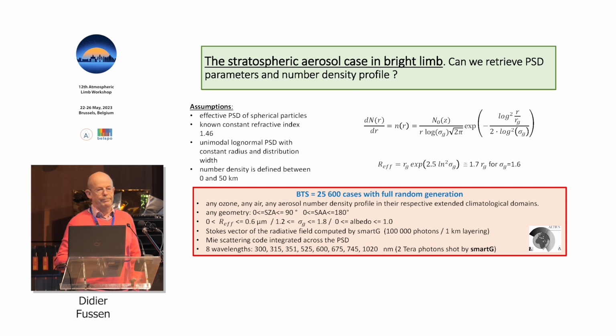I have some assumptions. I will use an effective lognormal unimodal distribution with a mode radius, a sigma, the distribution width, and a number density profile. I assume that the refractive index is known, 1.4, 1.46. Our big training set is actually the same that was used to build the lookup table for ALTIUS this morning. It's about 25,000 cases where, for any case, any ozone, any air, any aerosol number density profile, random, any solar geometry in solar zenith angle and solar azimuth angle, any effective particle size between 0 and 600 nanometers, any sigma between 1.2 and 1.8, any albedo between 0 and 1. We compute those vectors, we use a Mie scattering code, and we predict the radiance at 8 wavelengths.